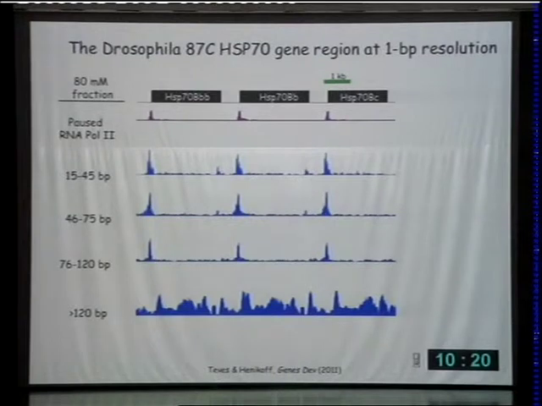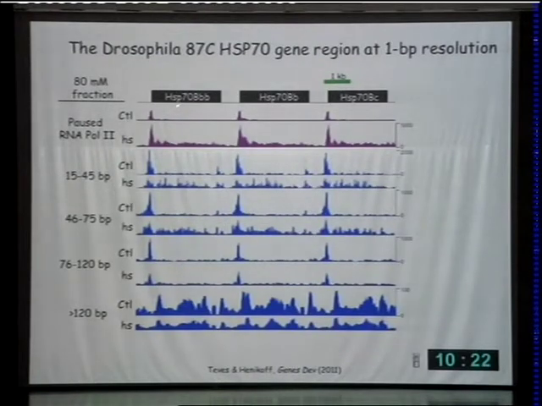Now we give a 15-minute heat shock, and we see dramatic changes. So we see that Pol2 fills up in the gene bodies. We see the footprint of Pol2 in the subnucleosomal fraction, and we see a reduction in nucleosome occupancy corresponding to that.